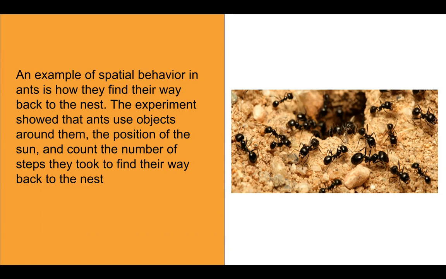The experiment showed that ants use objects around them, the position of the sun, and they count the number of steps they took to find their way back to the nest. During the experiment, the source of the light was changed, and the ants weren't able to get back to the nest, which proves that they used the position of the sun at the specific moment to find their way back.